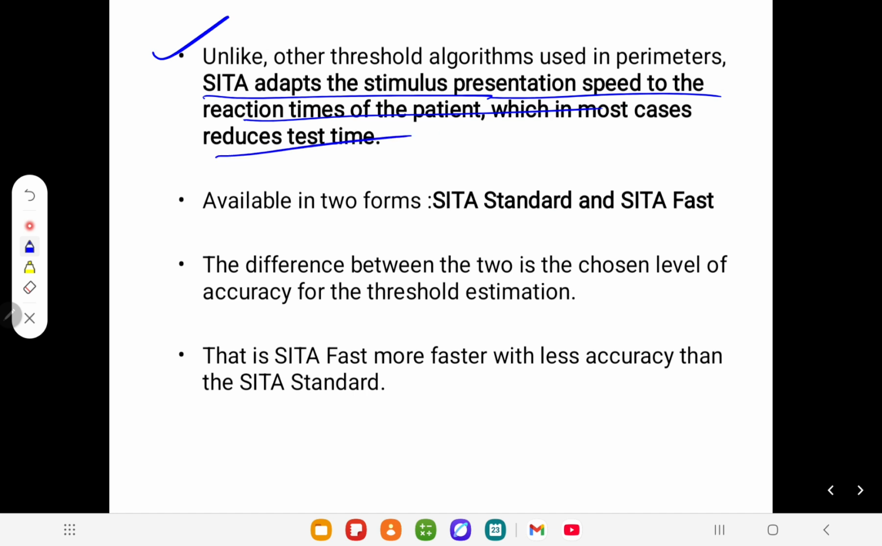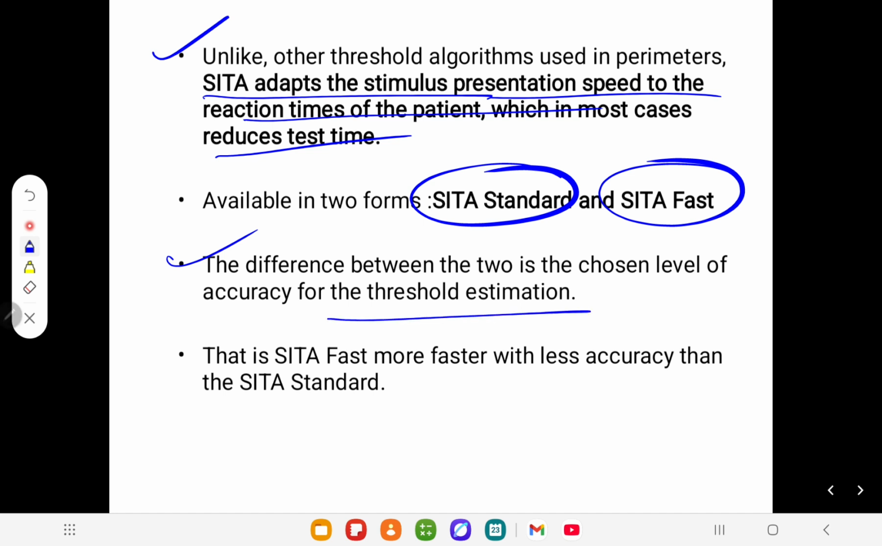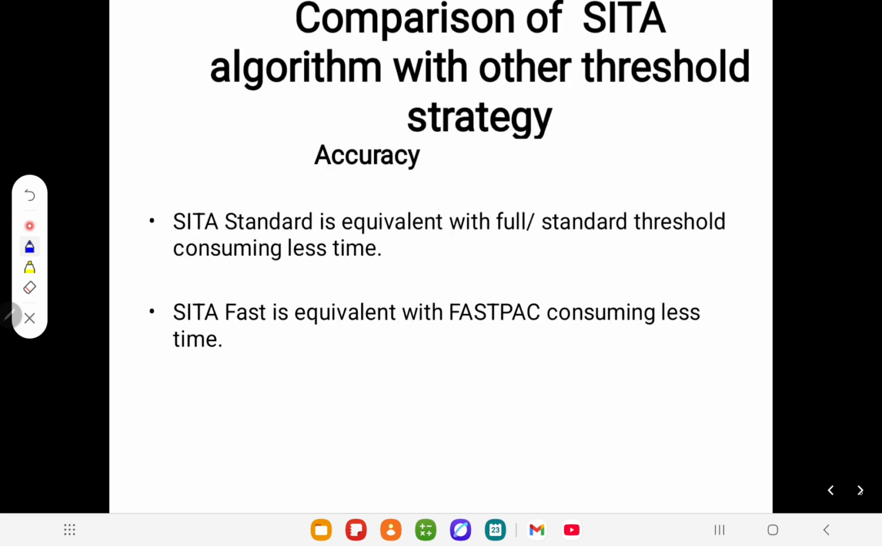It is available in two forms: SITA standard and SITA fast. I don't have to tell you why they are different; fast definitely means it is faster. The difference between the two is the chosen level of accuracy in threshold estimation. It's very important: if it goes fast, accuracy goes down a little. So SITA fast is faster and less accurate than SITA standard.